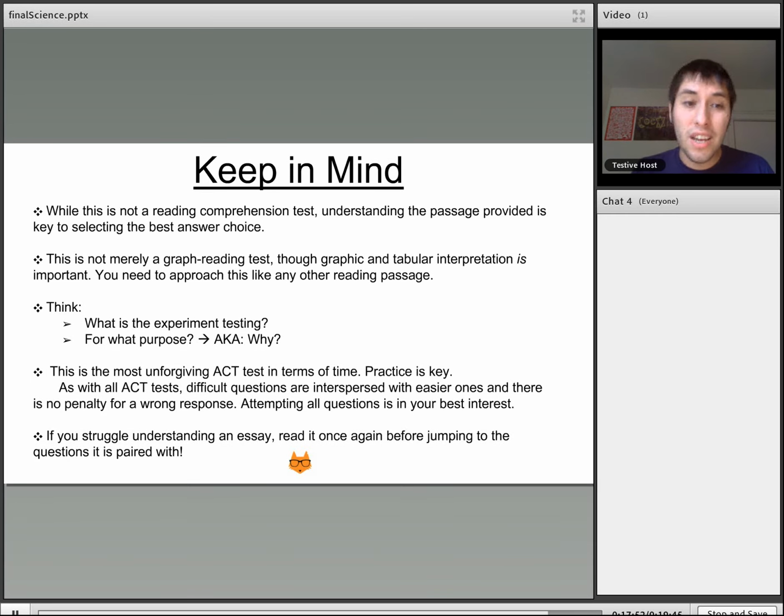If you struggle understanding an essay, do read it once again before jumping to the questions it is paired with. But really, by the time that you're taking the test, you should be reading carefully enough that you do not have to reread. It should be after enough practice. You should be at a level where you're reading slowly, carefully, and if you have to reread, you didn't read carefully enough. So go back and read it again, but for the next question, take your time to read slowly and carefully, even though this is timed, as unforgivingly as it is. Reading efficiently is a skill that you're going to need to develop for this section.